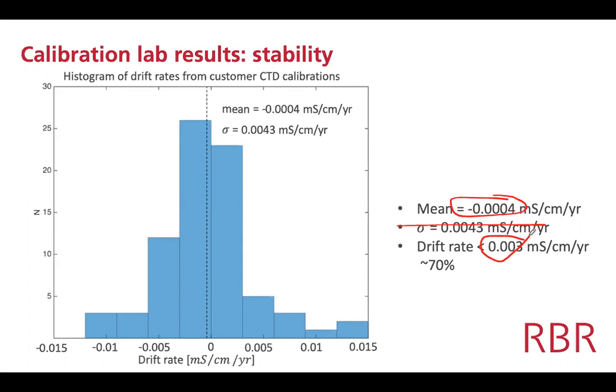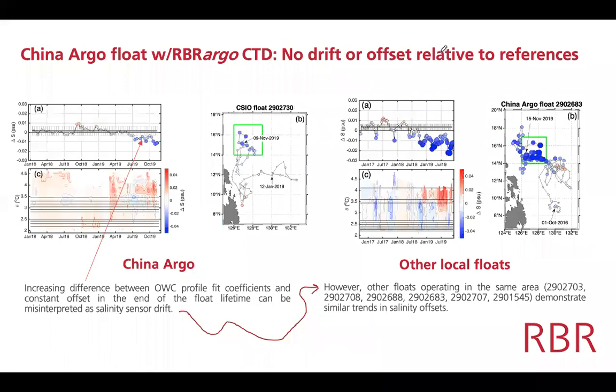So if you look at how many instruments drift outside of our accuracy in a year, only 70% stay within calibration accuracy in a year. 30% drift faster. And recall what we actually put on our spec sheet is 0.01 millisiemens per centimeter per year. So there's one way to look at it. I'm going to move ahead so we can finish and take time for some questions.